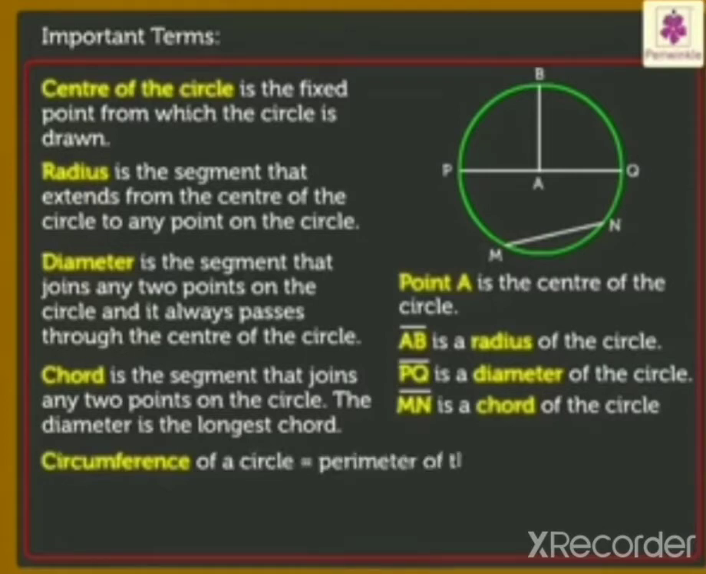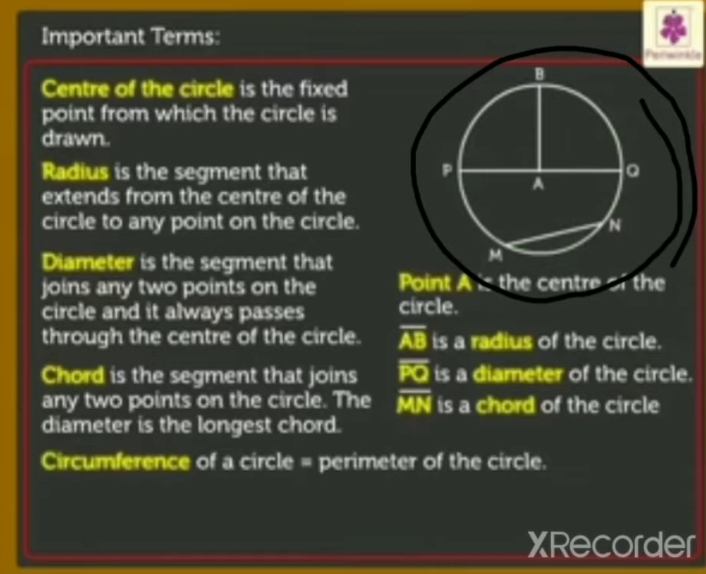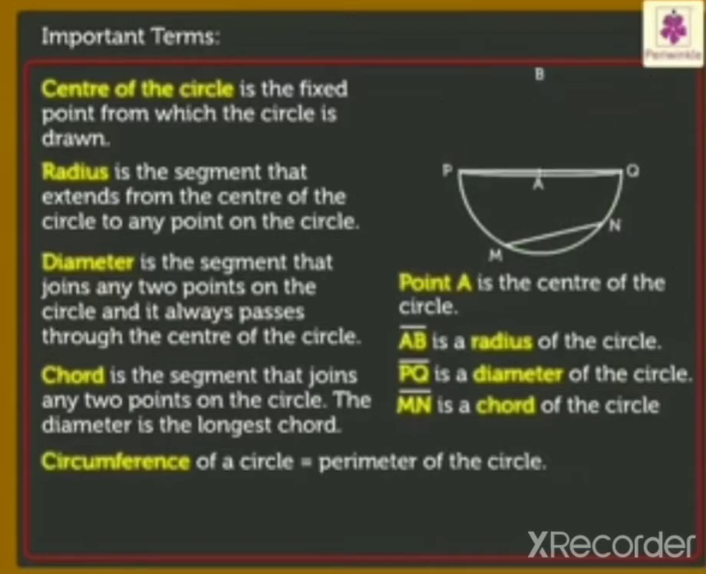Now next, circumference of the circle. What is circumference? Circumference is this boundary. You can see this green boundary was there. So circumference of a circle is the perimeter of circle.